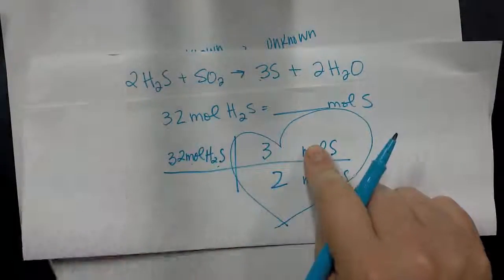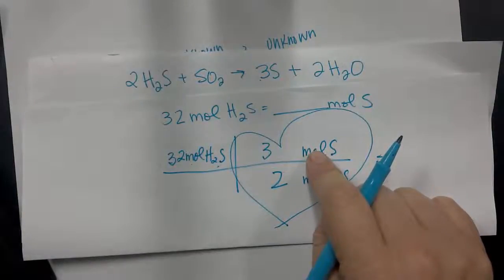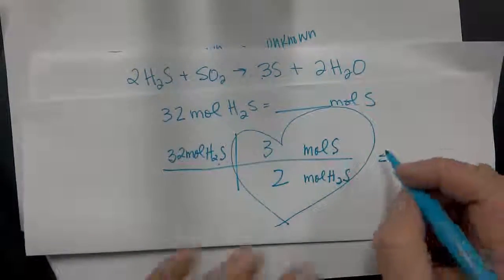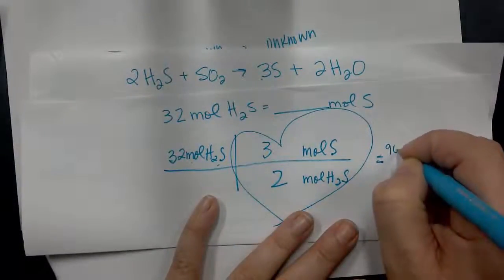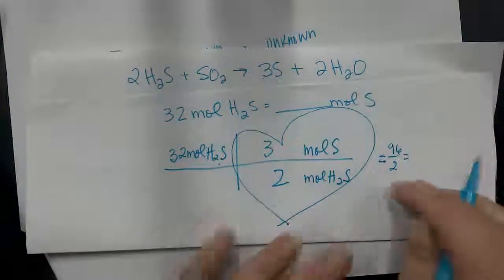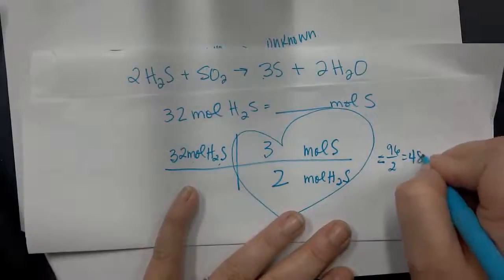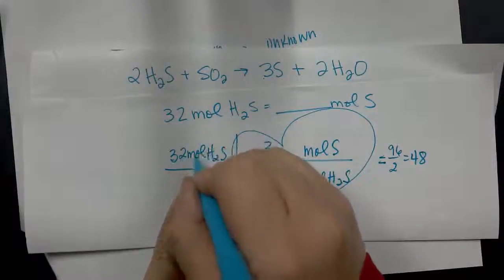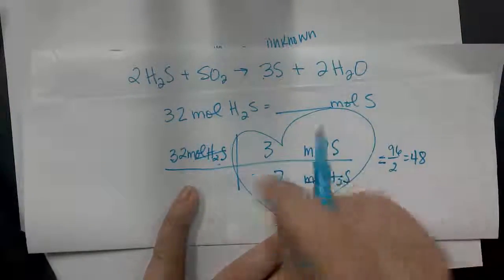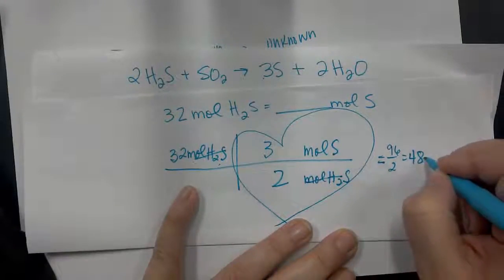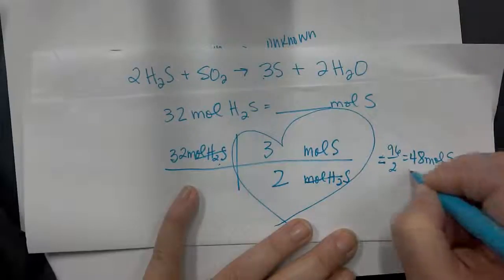So you're going to multiply straight across. For this one, I'm going to have to use my calculator. So I'm going to multiply 32 by 3, which is 96, and then I'm going to divide it by 2. It's going to be 48. And remember, you're just going to cross out the known units, the ones that repeat, and the one that doesn't repeat, or the one in the top right-hand box, is your unit of your answer.